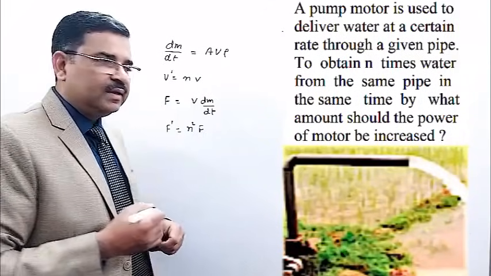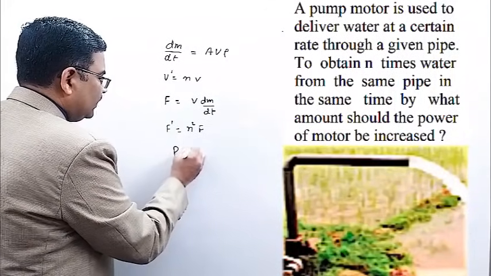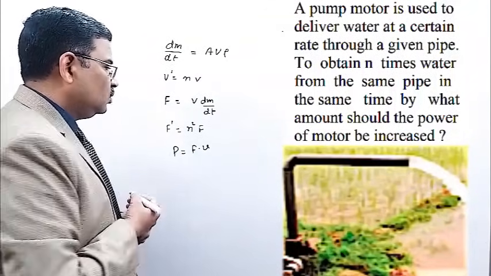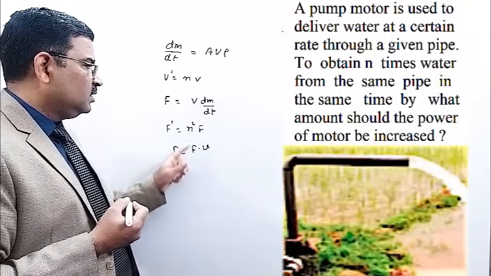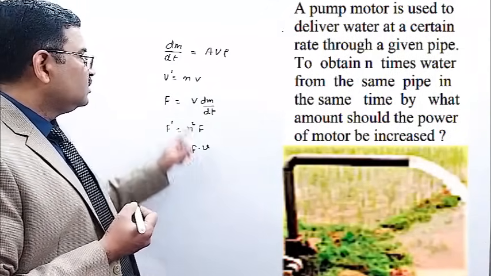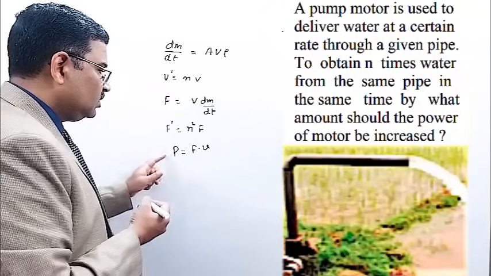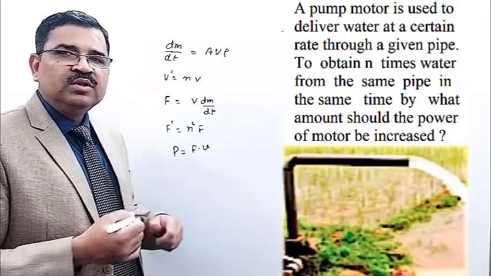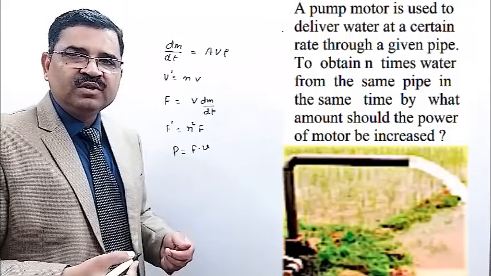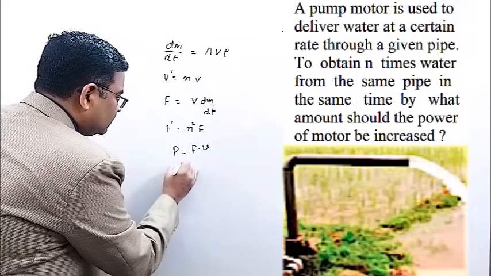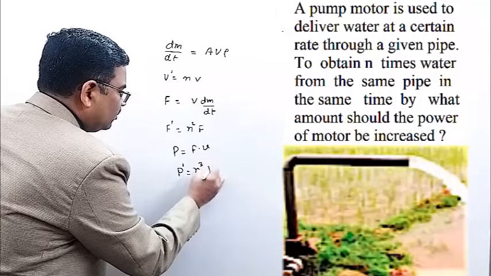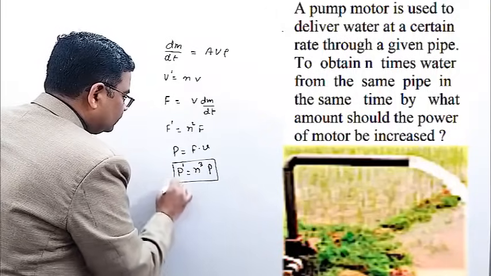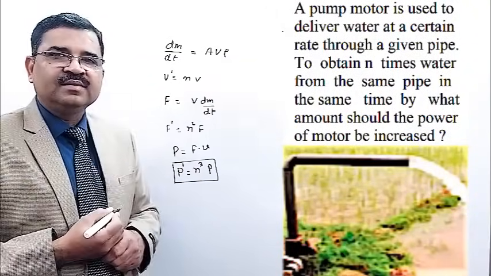And now we apply the instantaneous power as force into velocity. So because force is increased n square times and velocity is increased n times, this means power will be multiplied by a factor of n cubed. So the new power will be n cube times the initial power. So if P dash is the new power, then it is n cube times the initial power. So this is our final answer.